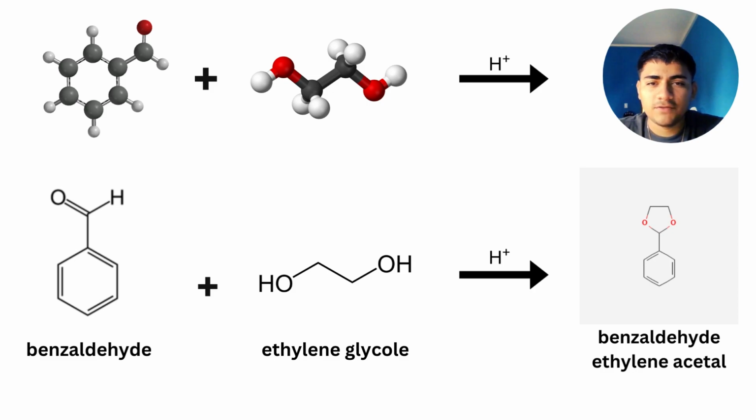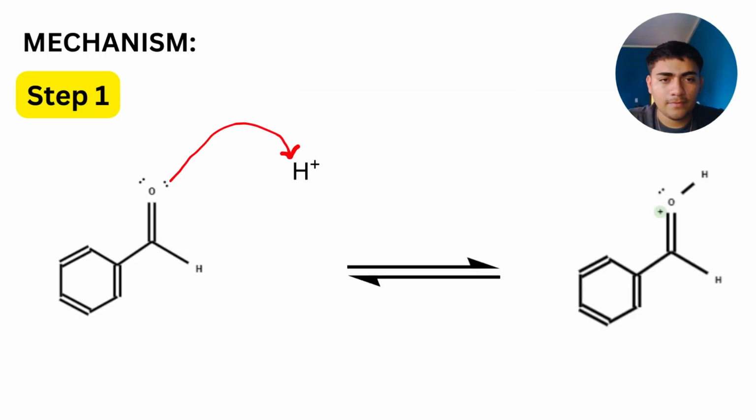Benzaldehyde. So here we have the two structures that will be reacting, which is the benzaldehyde and ethylene glycol in the presence of an acid. And that's why we have this H plus here to indicate that it's in acid conditions. All right, so these reactants will be producing an acetal, which will be discussed later on. So let's jump into the mechanism of this reaction.